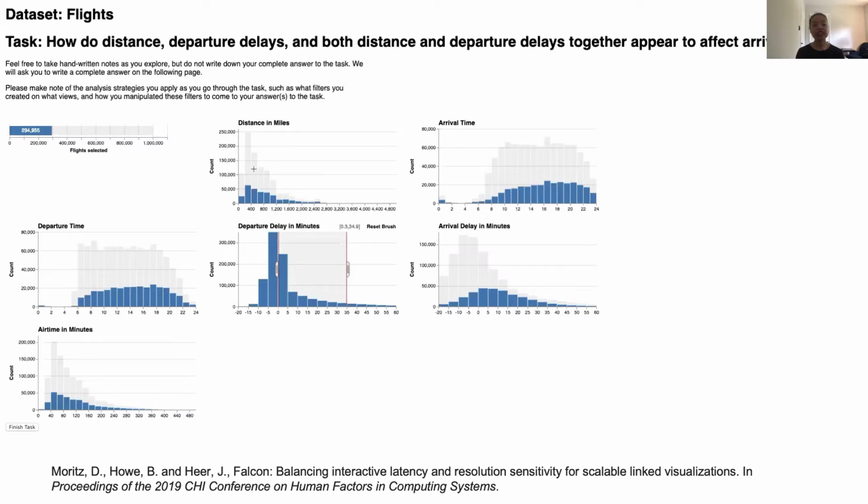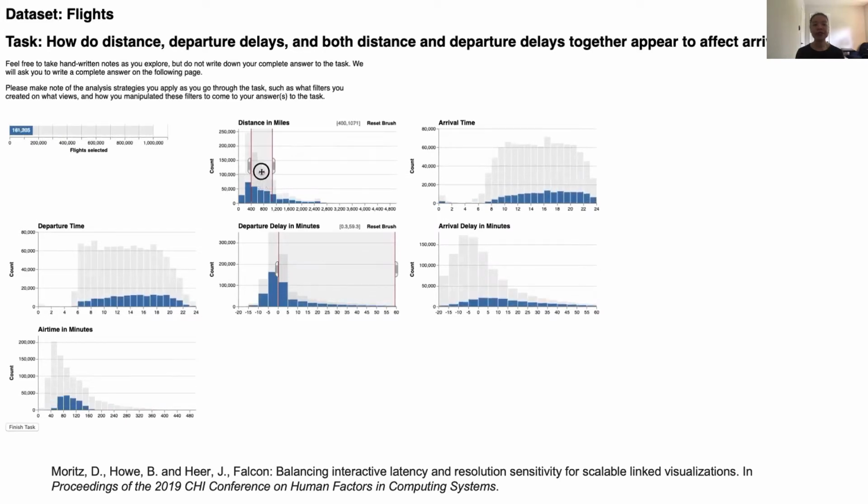For example, here the user created a brush filter over the departure delay attribute. As they manipulate this filter, all of the other visualizations are updated in real time to show the data that's being filtered for. The user can also create additional filters to enrich their exploration. For example, here the user is drawing a filter by dragging over the distance attribute histogram. And as any of these filters are manipulated, the results are shown in real time as the interaction is happening.